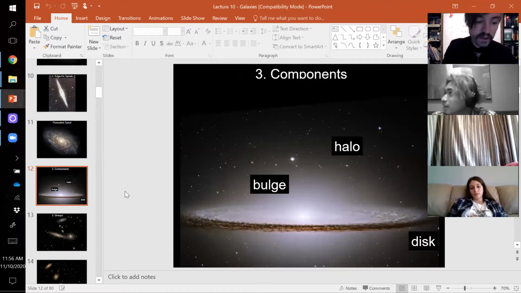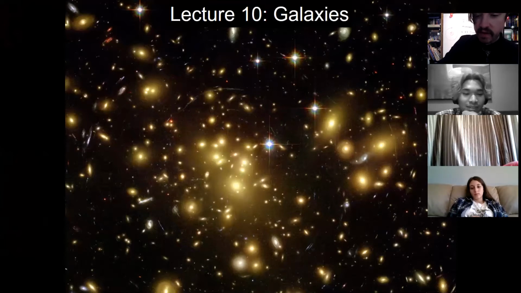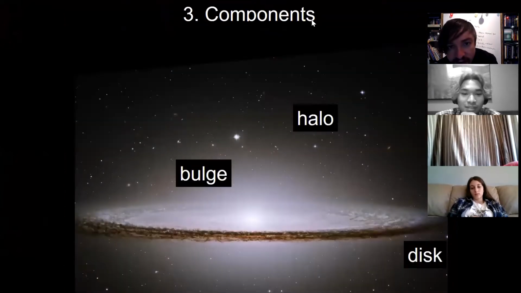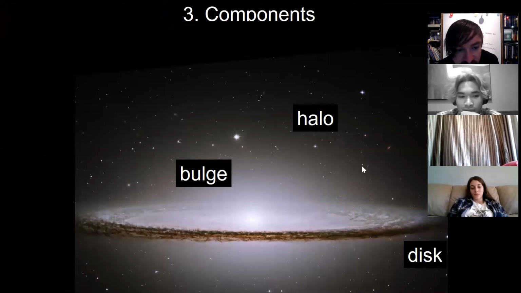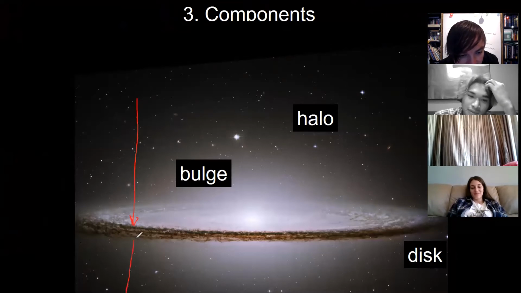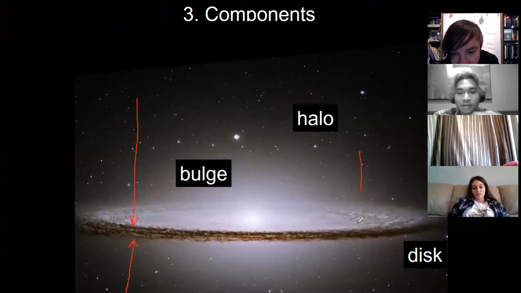Arunsak, you pretty much had the answer I wanted. You just didn't know the terms. The point that photograph or that image was trying to make is that the hydrogen gas is concentrated in the disk. This part of a galaxy is called the disk, okay? That's what I wanted to hear you say.